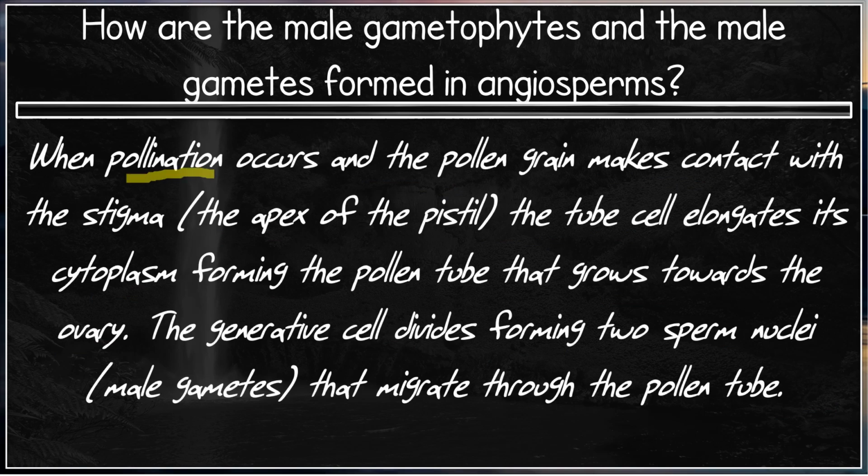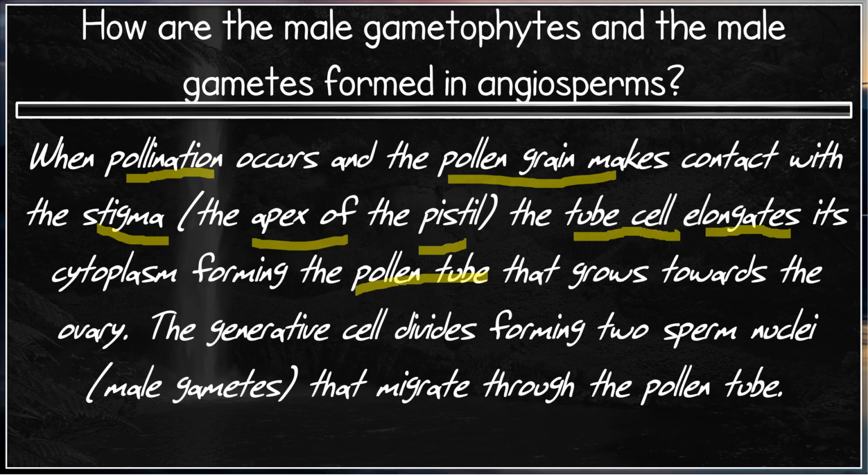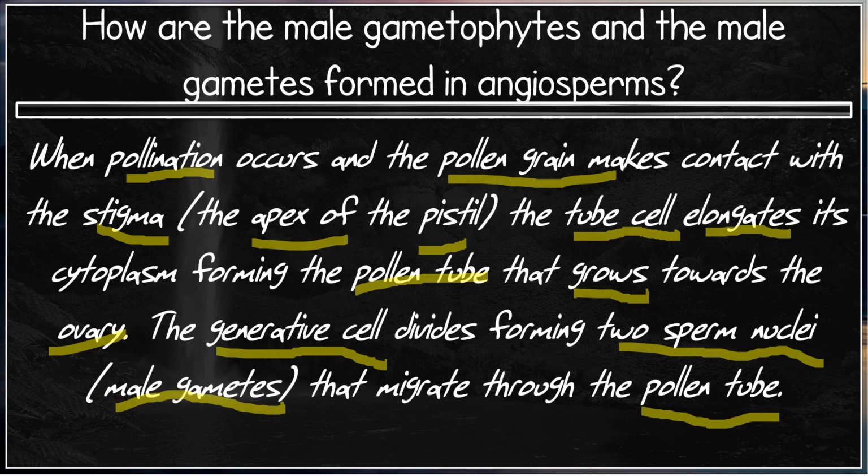When pollination occurs, the pollen grain makes contact with the stigma, the apex of the pistil. The tube cell elongates. Its cytoplasm forms the pollen tube that grows towards the ovary. The generative cell divides, forming two sperm nuclei, or the male gametes, that migrate through the pollen tube.